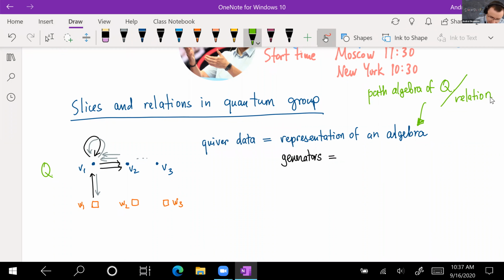Generators in this path algebra are just arrows. Every arrow corresponds to a generator, and you can compose them if you can compose the arrows. And then the relations are given by the moment map equation.